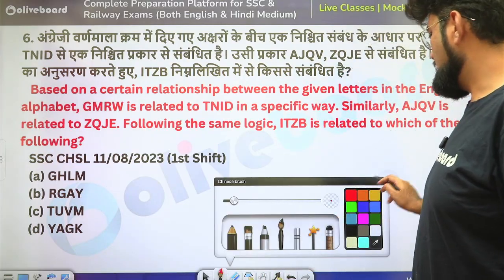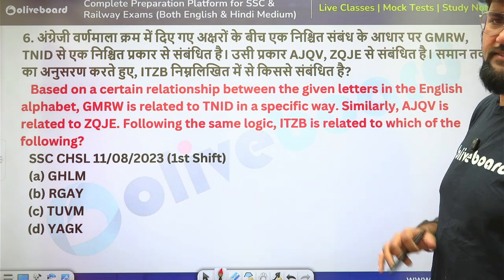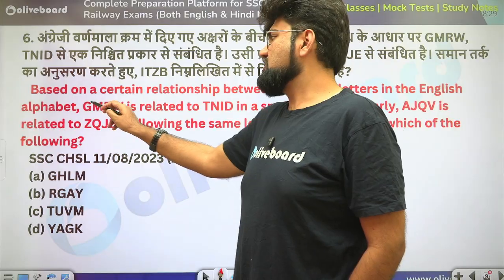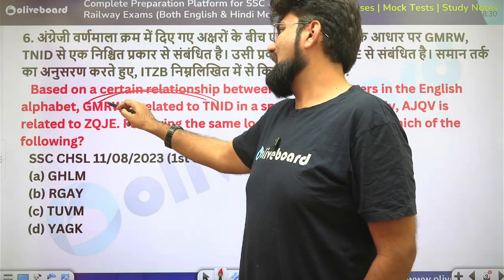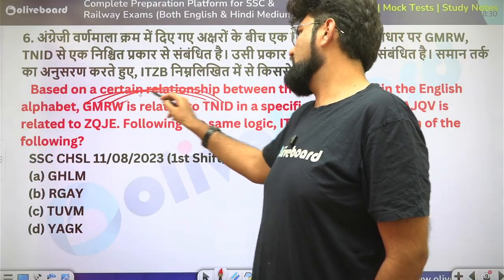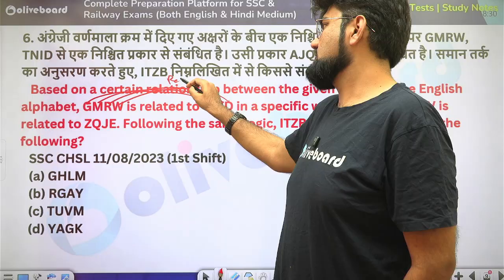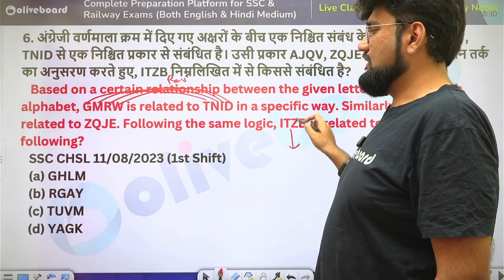This question, I think, very easy. Again, based on coding, decoding. Very simple logic. G and T, opposite letters. M and N, opposite letters. R and I, opposite letters. W and D, opposite letters. So they are all reverse letters. So ITZB. Again, just look at the options.